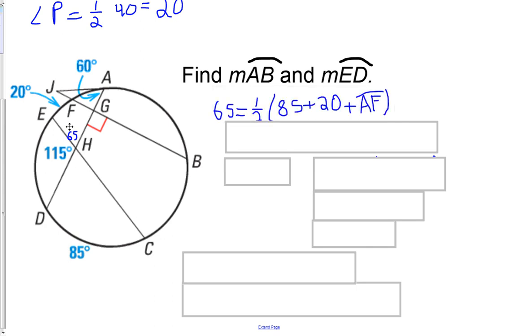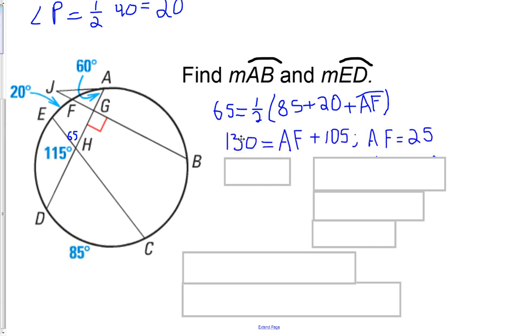And so we've got 65 equals half of the sum, half of 85 plus 20 plus AF, arc AF. And so 20 plus 85 is 105, but we're going to multiply by 2 first over here, so we don't have to deal with half. When we multiply by 2, we get 130 equals, and then this inside becomes AF, forgot my arc mark, plus 105. Subtract 105 from each side, and we get AF is 25.